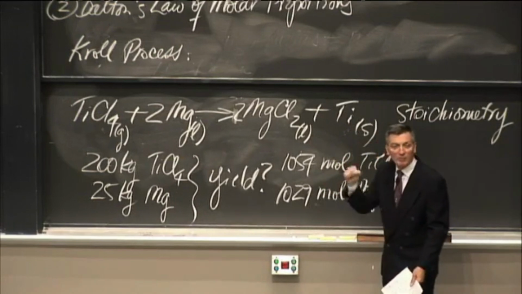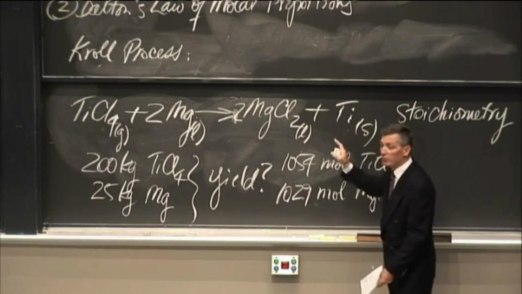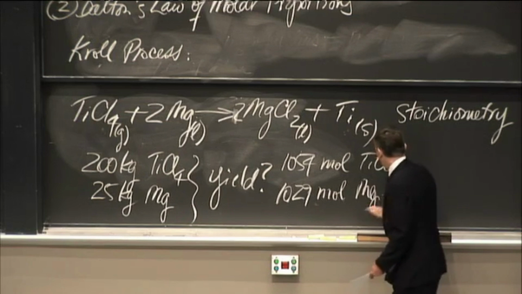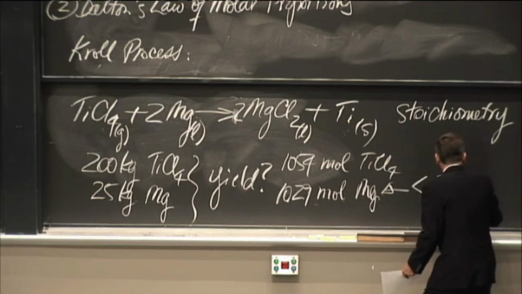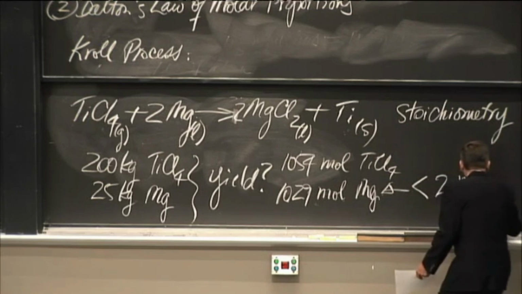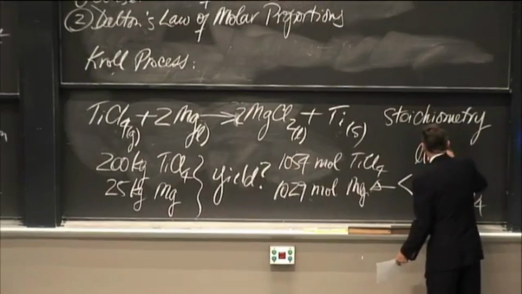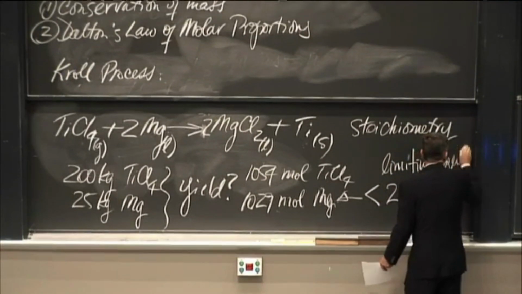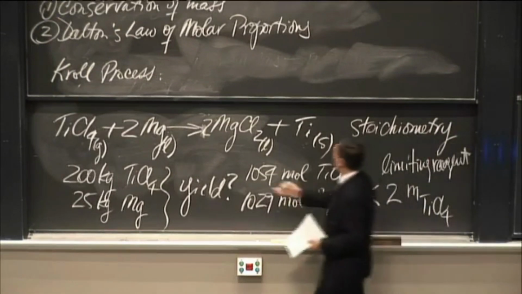It's going to be restricted by, this is sort of like the chain is as strong as its weakest link. The yield is restricted by the amount of limiting reagent, and in this case, magnesium, this is less than 2 times the mole number of titanium chloride. So this means this is the limiting reagent. The limiting reagent.